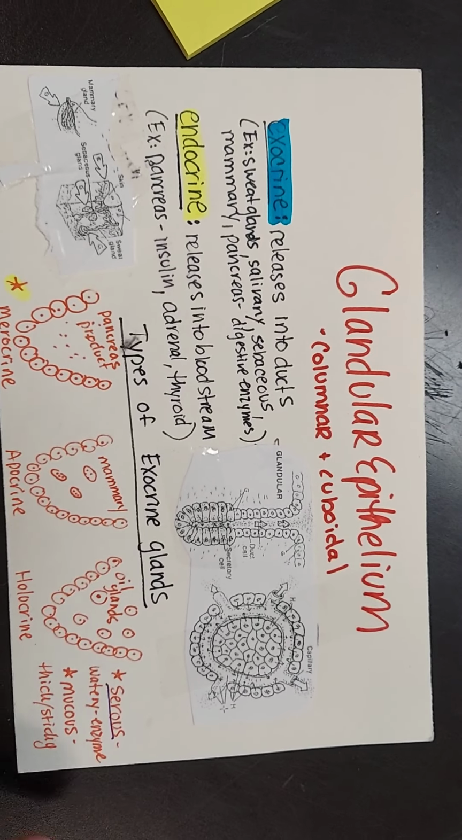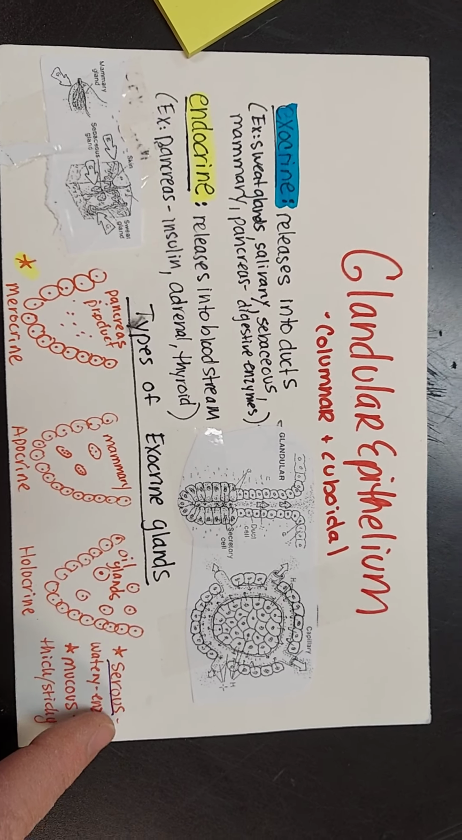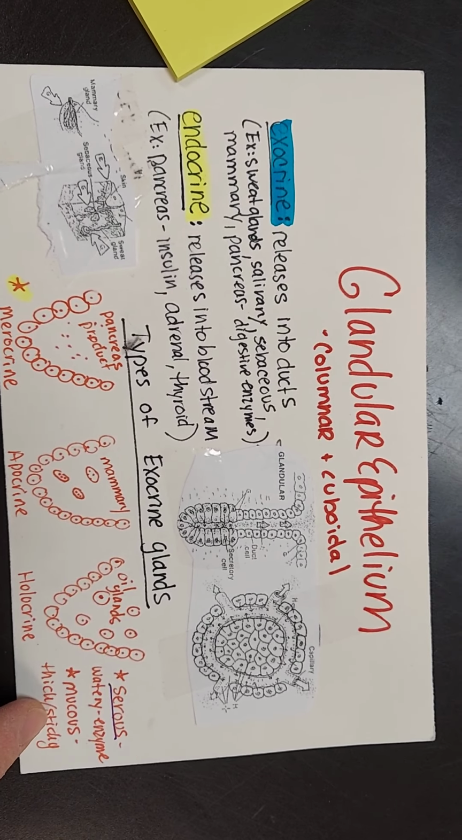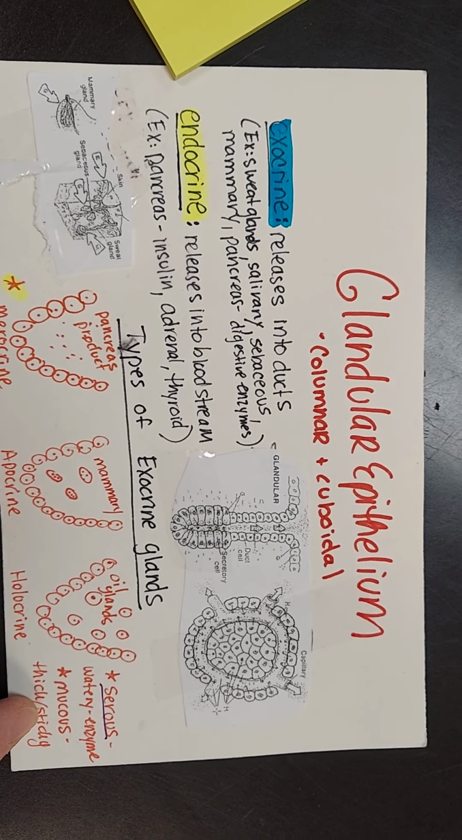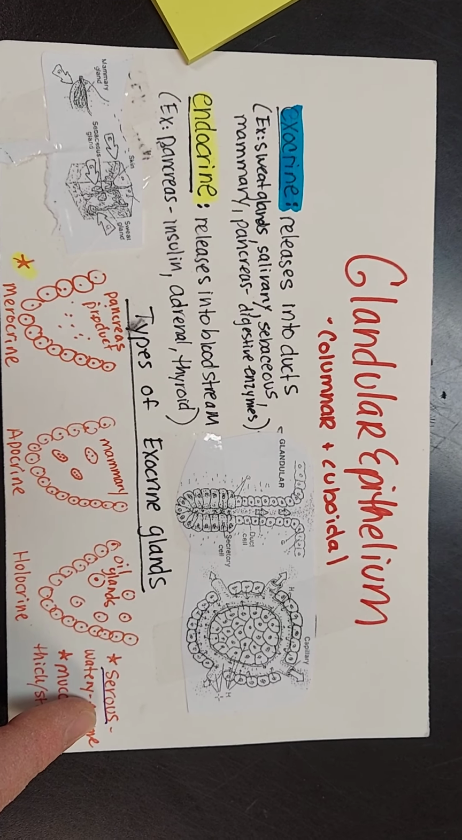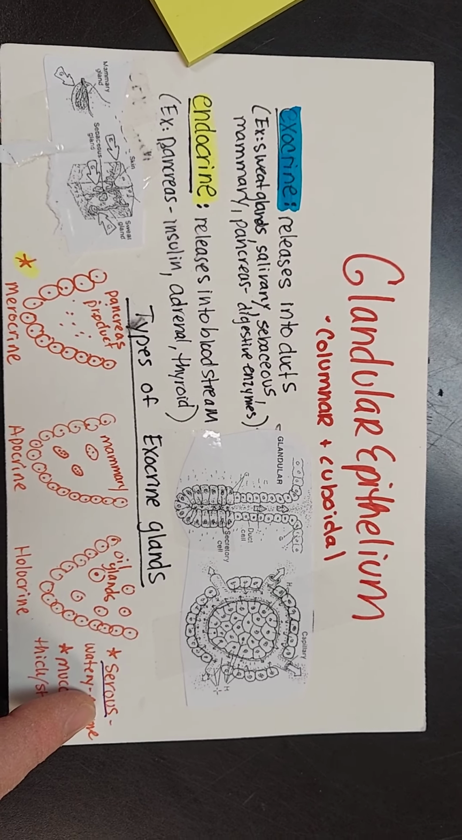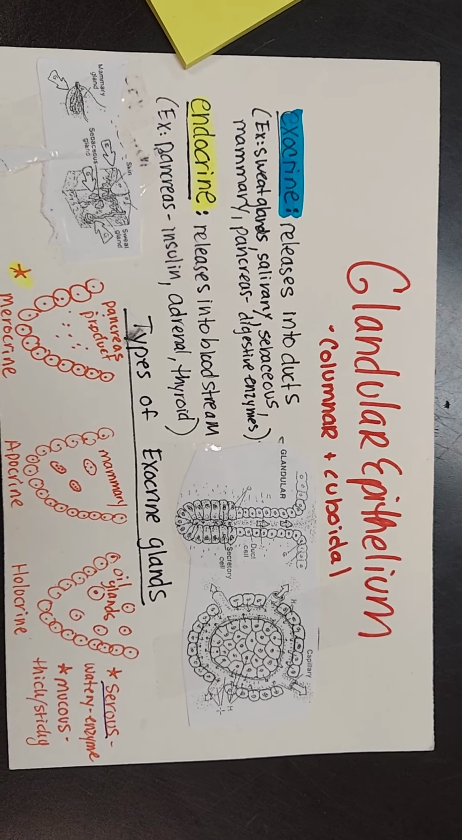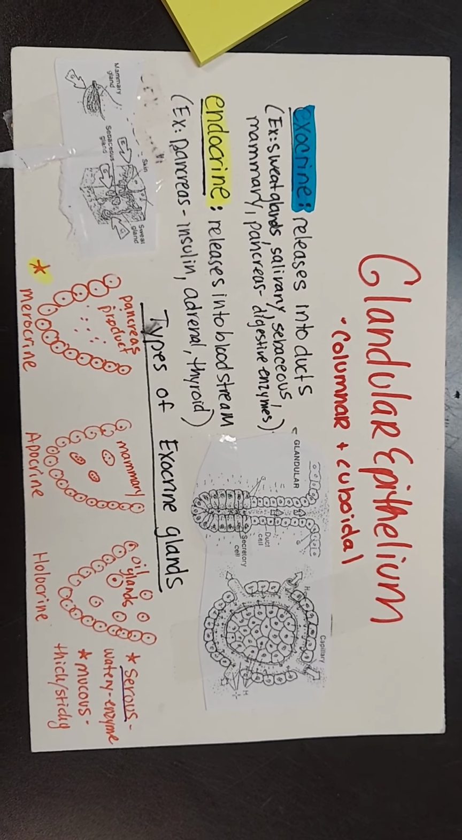And you can secrete two types of products. Over here we have serous and mucus. So we've talked about mucus cells. That's thick and sticky. But you can also secrete a watery, enzyme-like product called serous. And the way that we categorize this is the way that they secrete it.